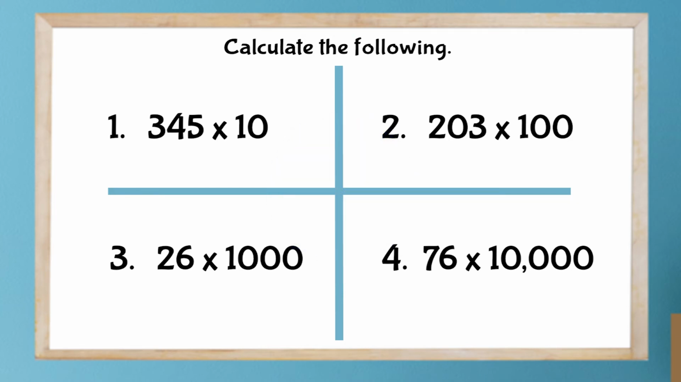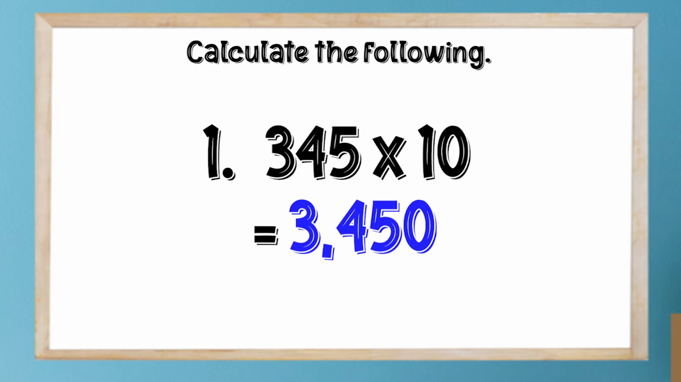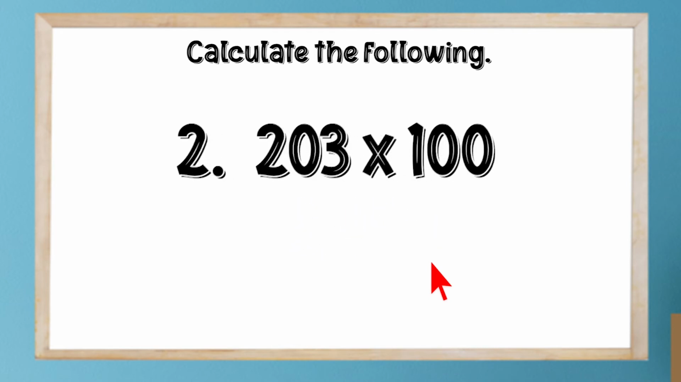See what you have. You should be finished by now. 345 times 10. Do you have 3,450? Yes, that is absolutely correct. Remember, when multiplying by 10, we rewrite our multiplicand and we add a 0 in the ones line. Let's go to the next one.